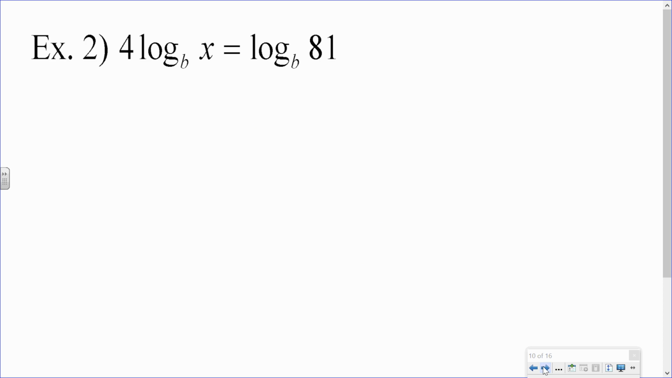Okay, example 2. Bases are the same, but I don't have log equals log. Got that 4 in the way. What in the world can I do with that 4? Caleb.